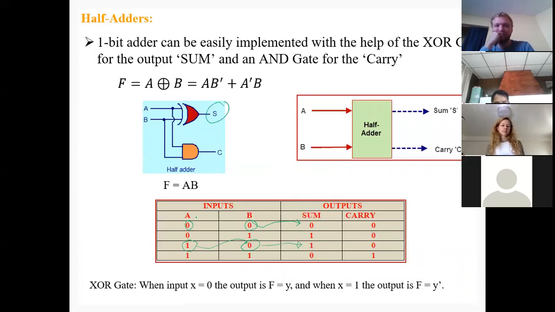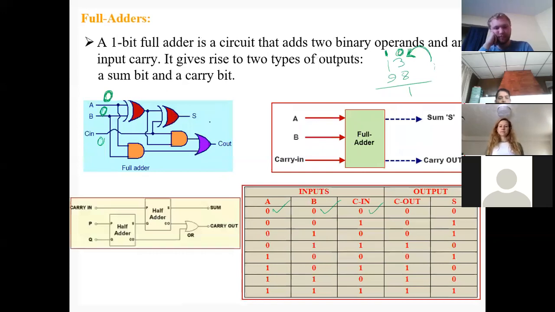Okay, keep that in mind. So A is 0, and this is your output, right? When A is 0, the output is exactly B. B and output match. When A is 1, B and output differ by complement. Okay, so let's do that. When A is 0, B is 0, then this guy is 0 because this is exactly as B.